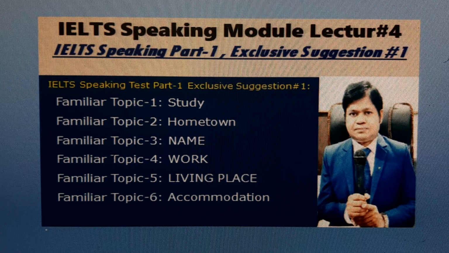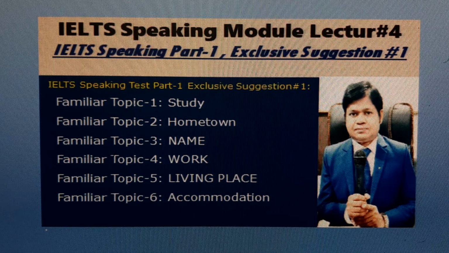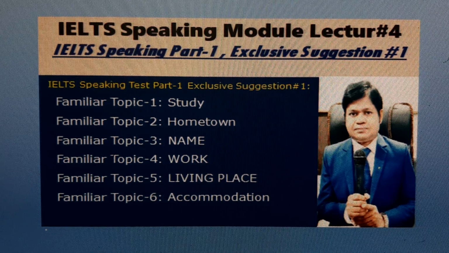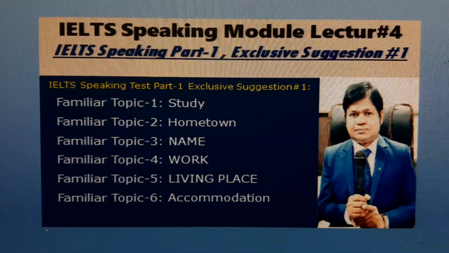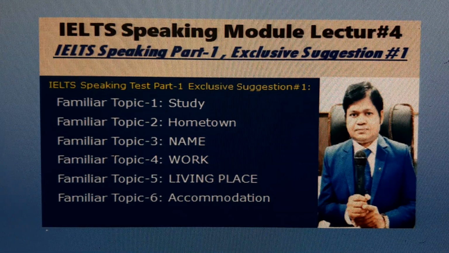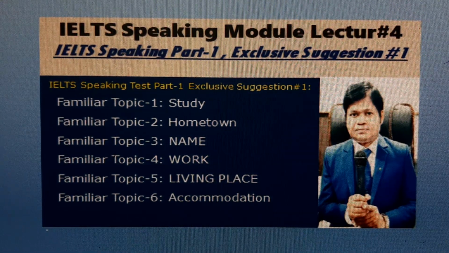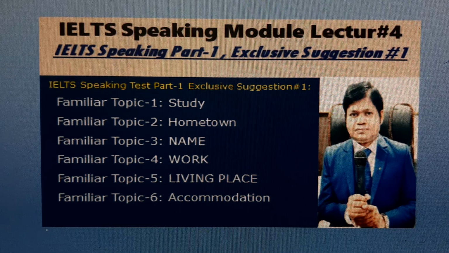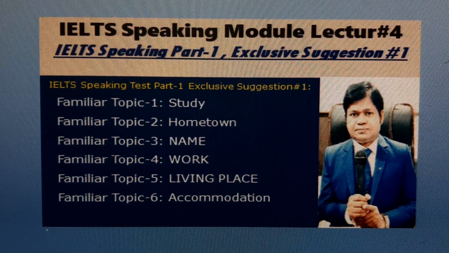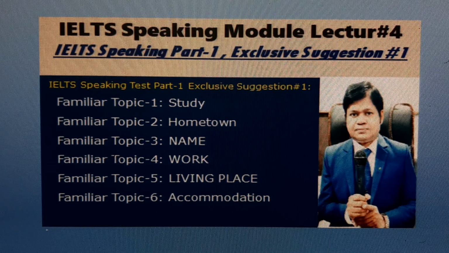Number 1, about yourself. Number 2, about your life. Number 3, about your country. And number 4, on a familiar topic. Among 10 to 14 short questions in IELTS Speaking Part 1, 4 to 6 questions are asked on a common and known topic that is familiar to you.